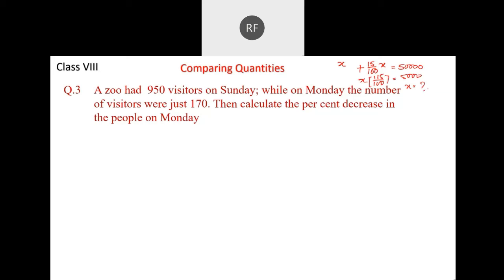Now, this question number 3 is for you to solve. A zoo had 950 visitors on Sunday, while on Monday the number of visitors was just 170. Then calculate the percentage decrease in the people on Monday. I'll give you a minute to solve this.